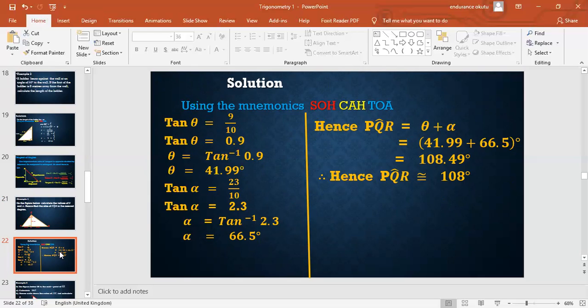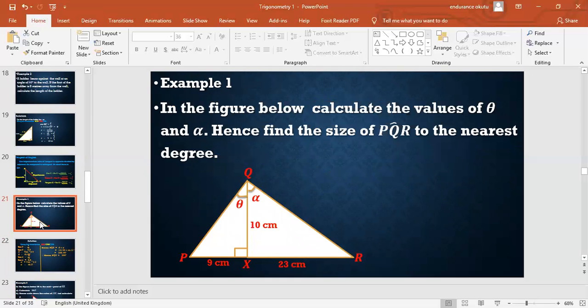Now, in the first triangle, we want to find the angle theta. Taking the first triangle, that is triangle PQX. Now, the opposite side is known, the adjacent side is also known. The opposite is 9, while the adjacent is 10, because theta is facing the side 9 centimeters. So PX, which is 9 cm, becomes our opposite.